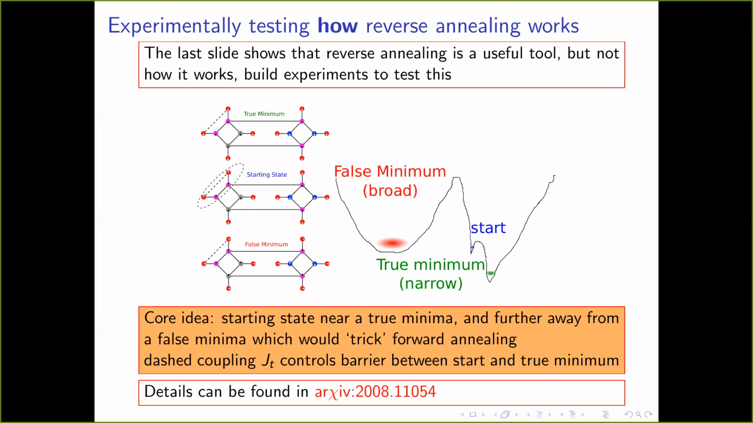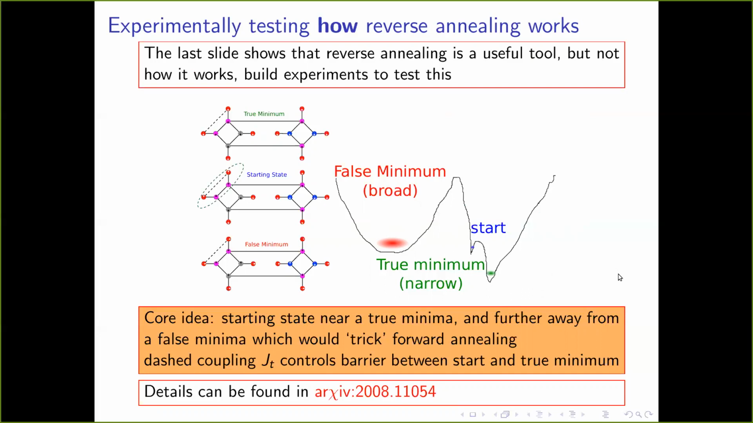So what we're concerned with here isn't how reverse annealing can be used in computation, it's how it actually works. So what we're going to look at is how to build experiments to test it. So the idea is, if we're thinking of a concept of a local search, what we want is some feature that would trap forward annealing, otherwise you could just do that instead. A starting state and a true minimum nearby that you can find by starting near it, whereas you'd usually get trapped.